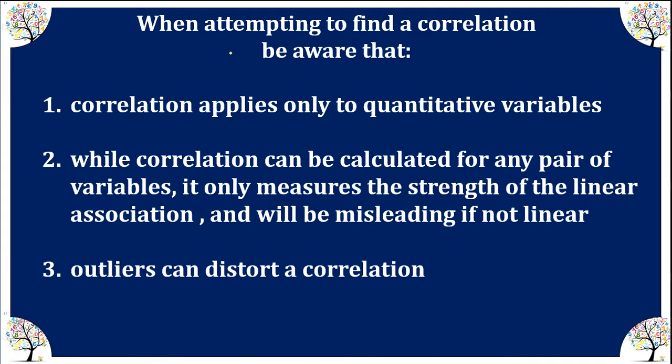So when attempting to find a correlation, beware that, remember, correlation applies only to quantitative variables, not qualitative. While correlation can be calculated for any pair of variables, it only measures the strength of the linear association. So we're only looking at linear associations here. And then don't forget about possible outliers. They can distort a correlation.